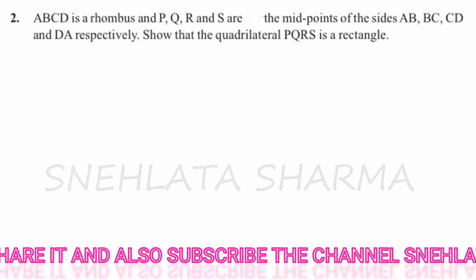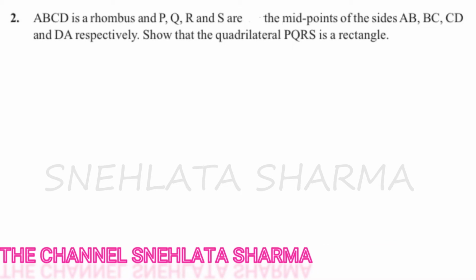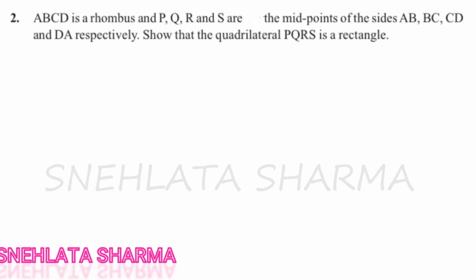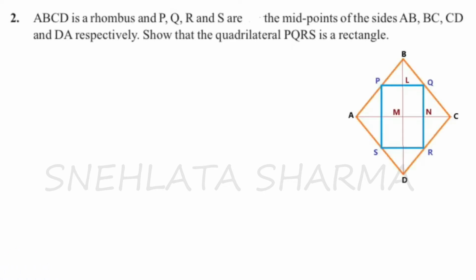Question number 2. ABCD is a rhombus and PQRS are midpoints of the sides AB, BC, CD and DA respectively. Show that quadrilateral PQRS is a rectangle. See figure. In this figure, it is given that ABCD is a rhombus and P, Q, R and S are midpoints of sides AB, BC, CD and DA respectively. Now we need to prove that PQRS is a rectangle.